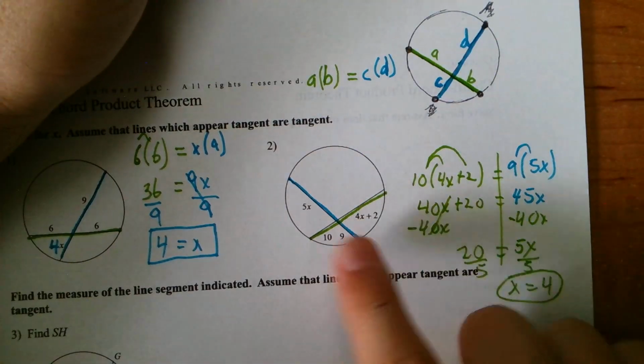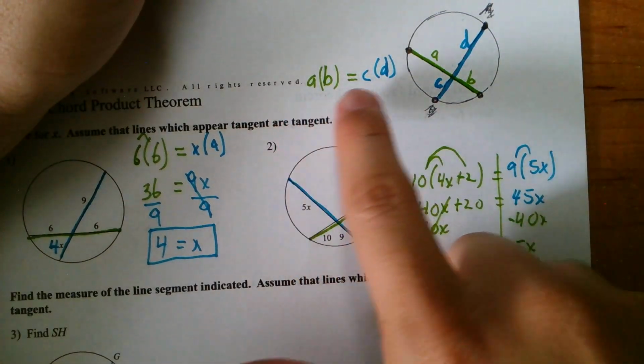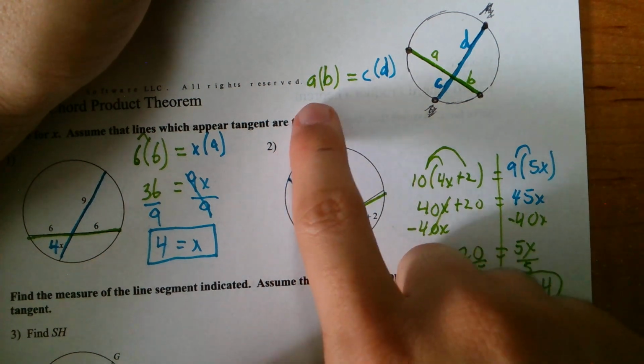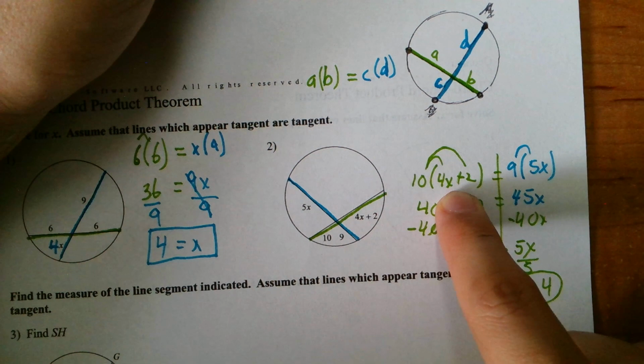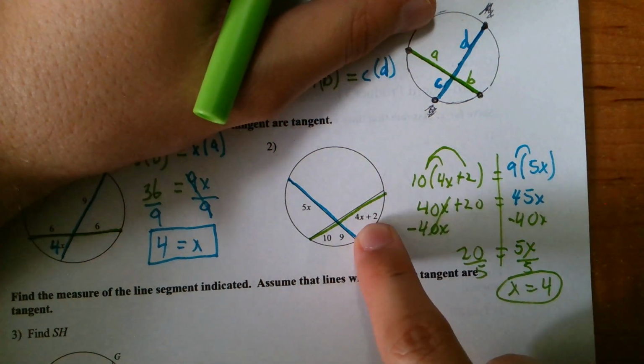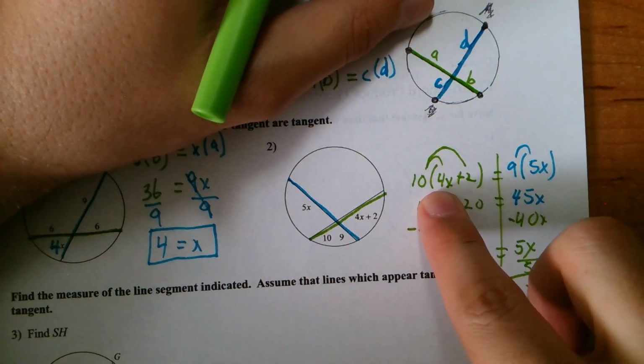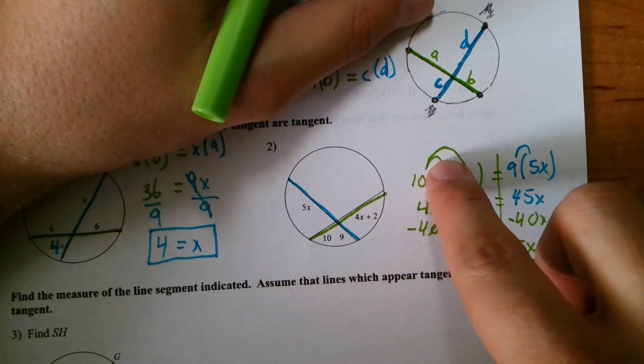But when you're setting equations up using chord-chord product theorem, make sure whatever b is, write it in parentheses. And if b is an entire something like 4x plus 2, make sure you write it like that, so that you know to distribute.